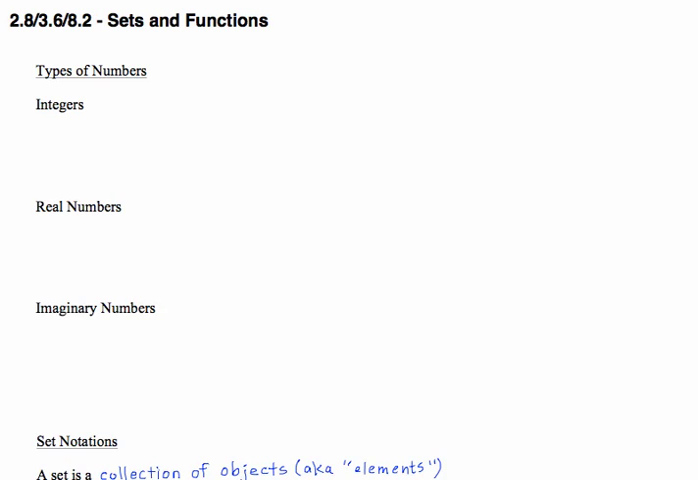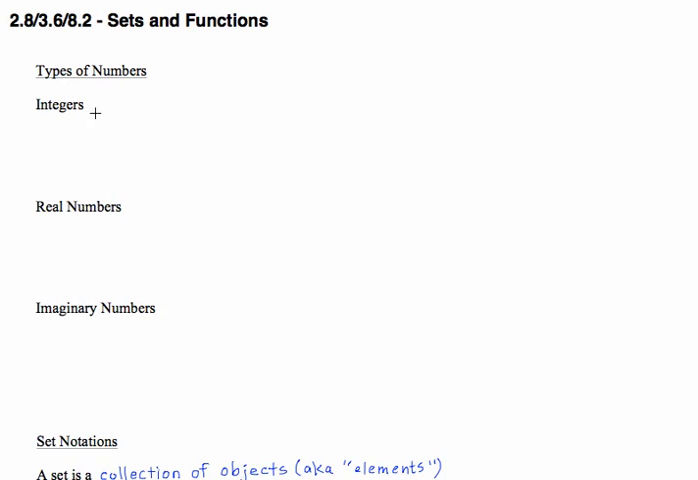Okay, before we get on to sets, we need to talk about types of numbers. These are just general types of numbers. This may be some new terminology for some of you. Integers. What an integer is, it's a whole number. It can be positive, it can be negative, or 0.